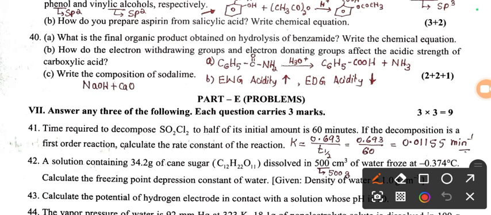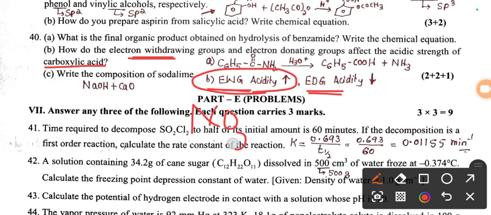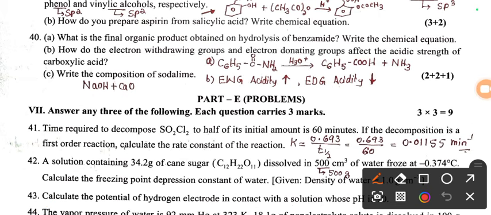Next question B is, how do the electron donating group and electron withdrawing group affect the acidic strength of carboxylic acid? In the presence of an electron withdrawing group like nitro group, acidity increases, and in the presence of an electron donating group like methyl group, acidity decreases. Then the composition of soda lime is sodium hydroxide and calcium oxide.